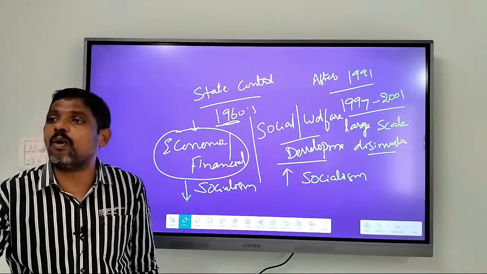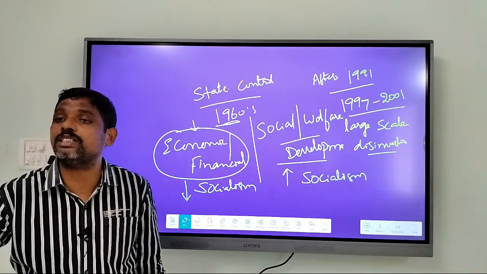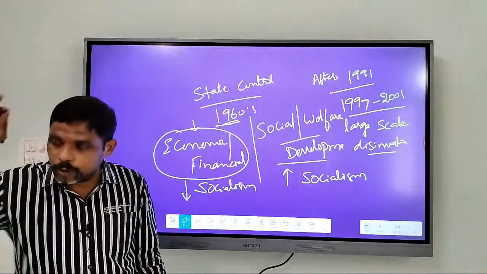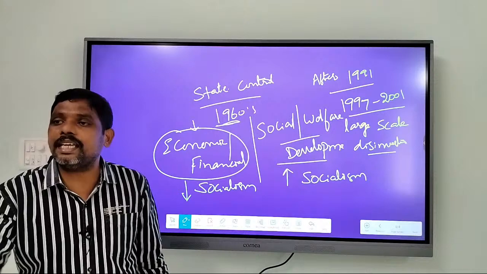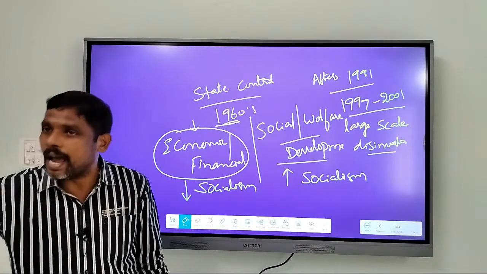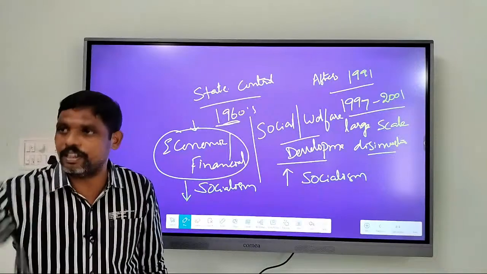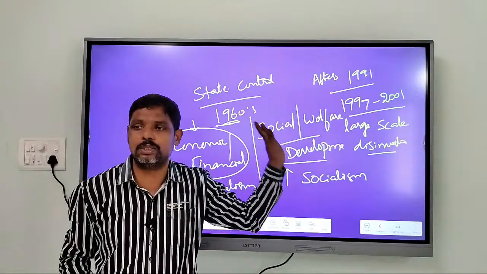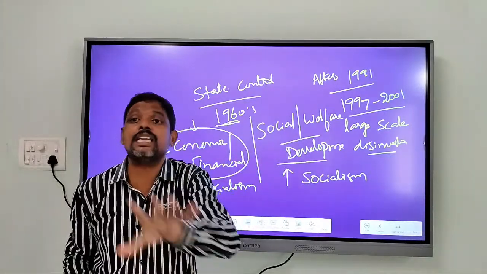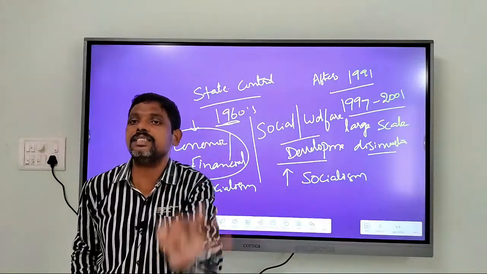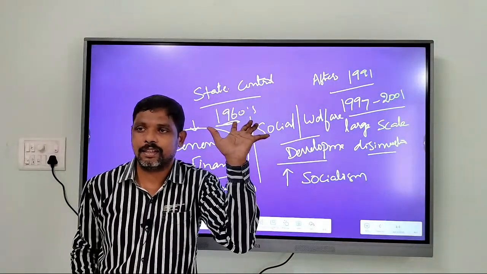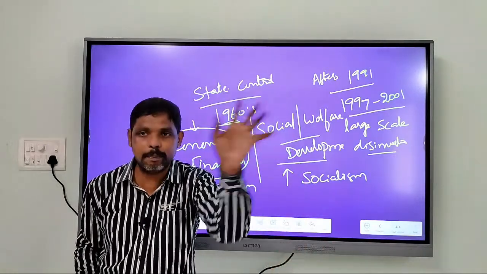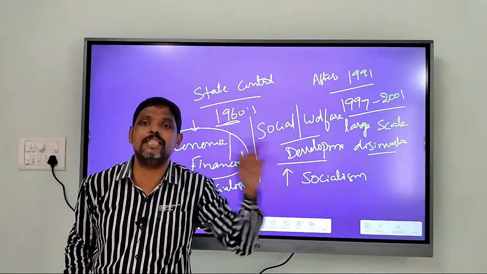So when you talk about the debate on relevance of socialism, this is how you should conclude. You should say that there is still a relevance for socialism as long as we achieve the goal of welfare state, as long as the developmental fruits are equally distributed. Social democracy and social justice will prevail only when there is socialism.